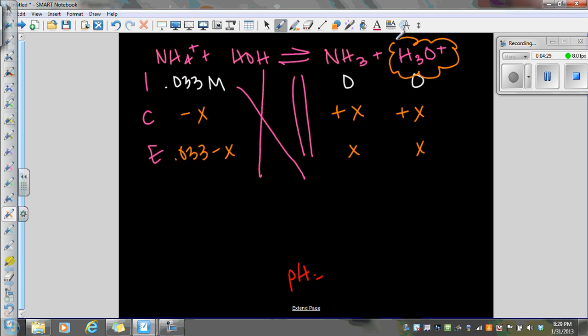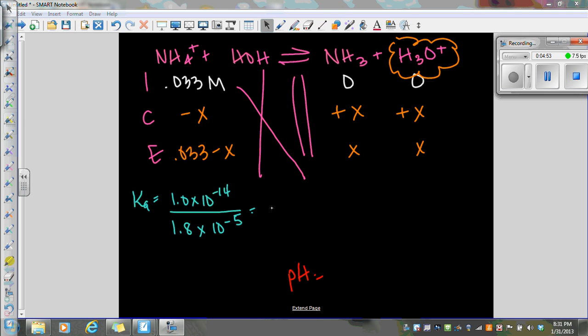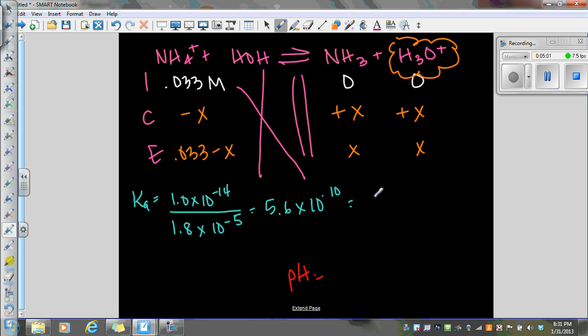Now, you got hydronium, so we're going to use a Ka. That will be 1.0 times 10 to the negative 14th, divided by the Kb for ammonia, because they're conjugates of each other, which is 1.8 times 10 to the negative 5th. When we do that, this gives us 5.6 times 10 to the negative 10th. That is equal to x squared divided by 0.033 minus x.